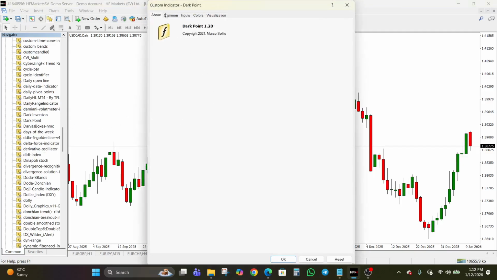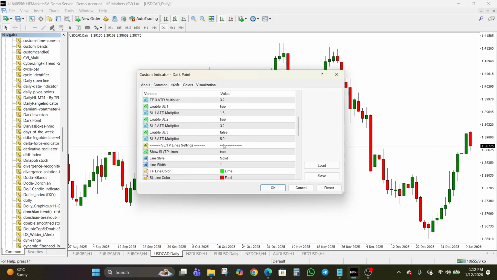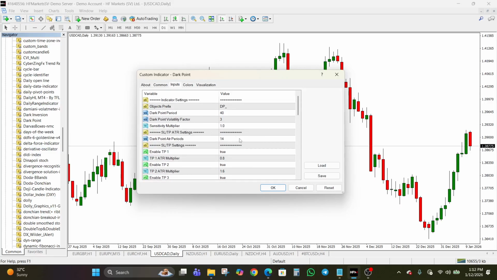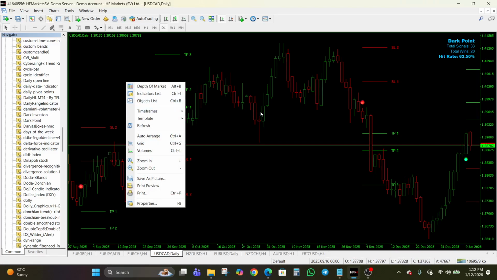Drag and drop. Your allow DLL imports box should be checked. And then for your inputs, you can find the customizable settings here, the colors, the values for all these, the period factor, and so on. So this is how the dark point indicator looks.